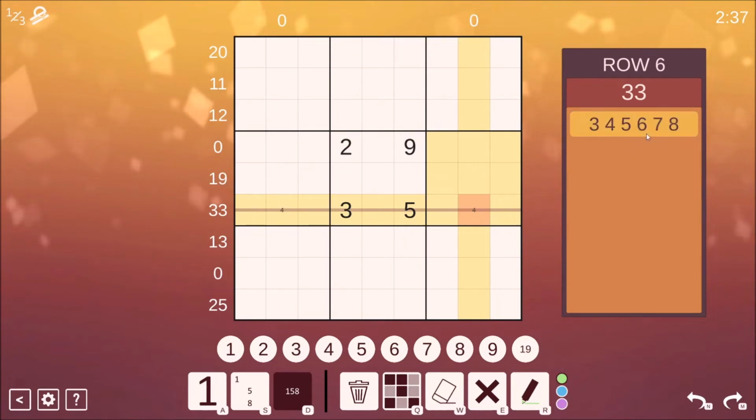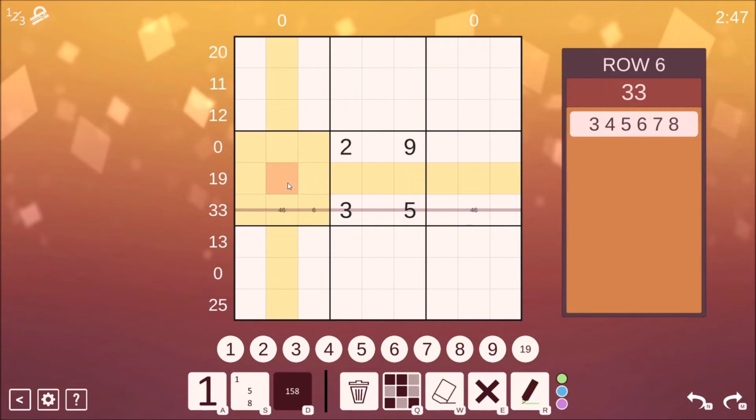And with this 6, we can have a 6 not next to this 5, so it can be here or one of these spots.